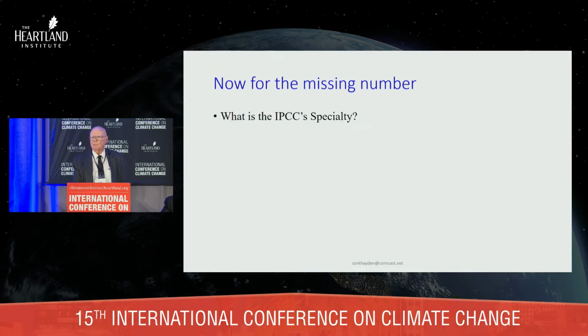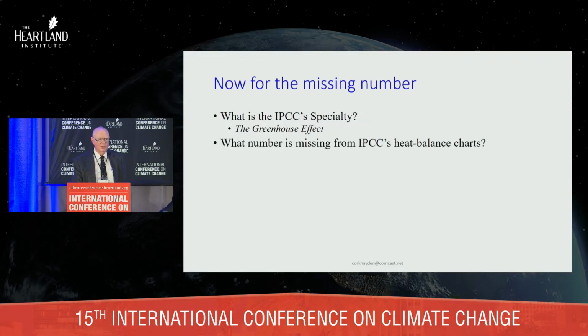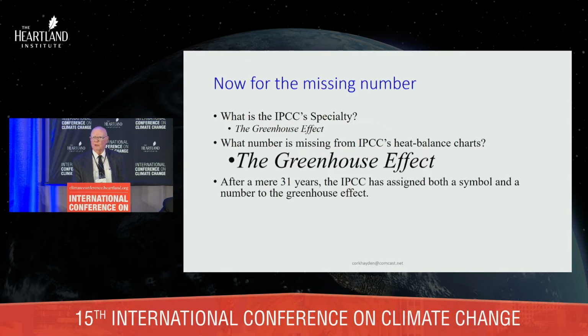Now I'm going to tell you about what that missing number is. What is IPCC's specialty? Anybody? The greenhouse effect. Do you agree? What number is missing from the heat balance charts? The greenhouse effect. I'll show you. It only took them 31 years to ascribe a symbol and a number to the greenhouse effect.